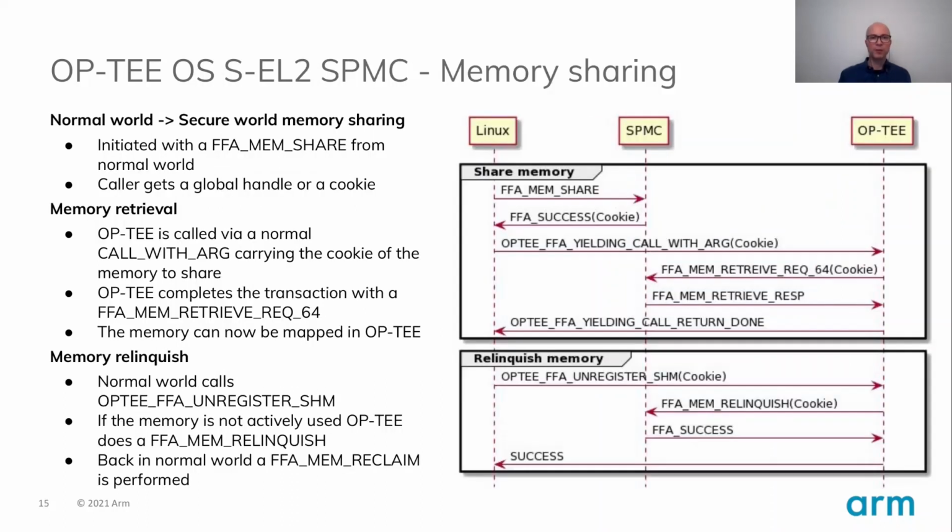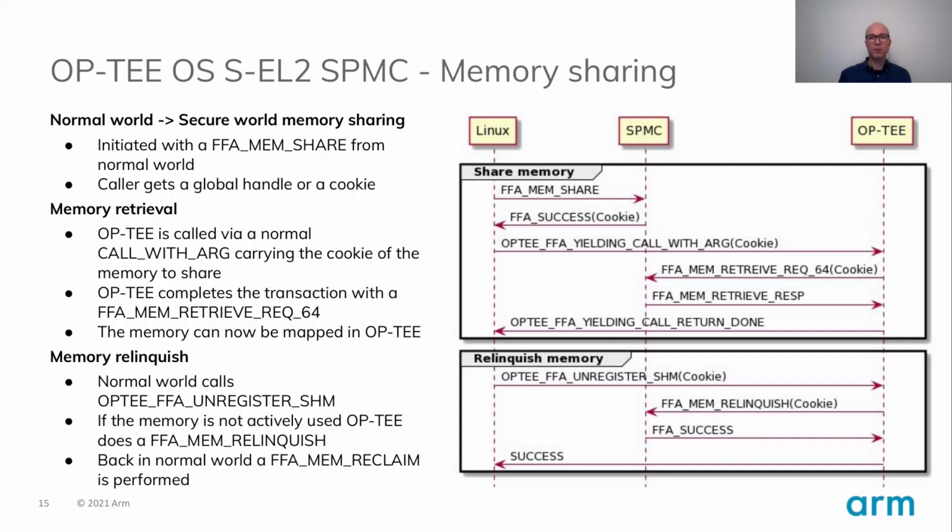OPTEE-OS Secure EL2 SPMC memory sharing. Sharing memory from normal world to secure world is a 2-step process. First, the memory is registered for sharing with the SPMC using an FFA mem share. With this, the caller gets a global handle, or a cookie, as we call it in OPTEE. This is in the system a globally unique identifier of that piece of shared memory.